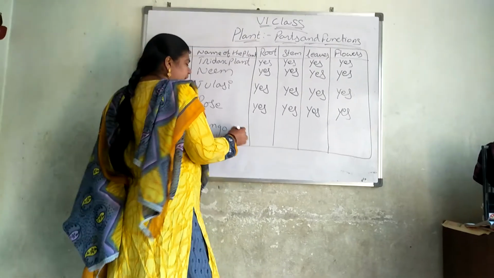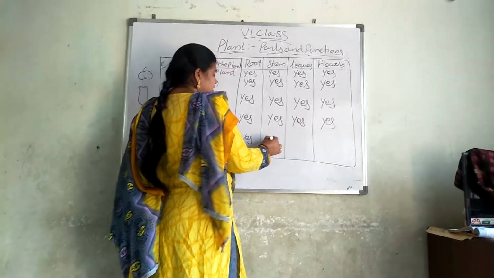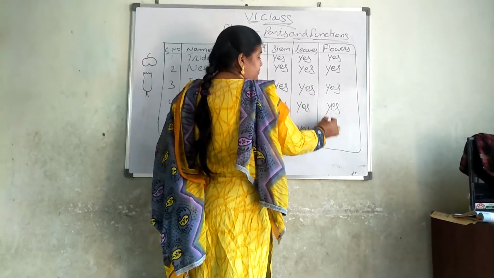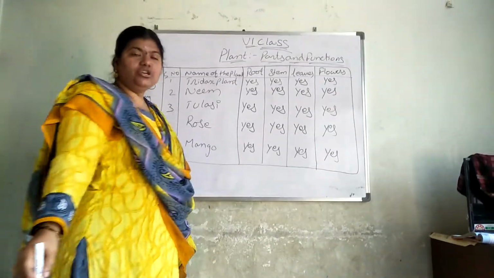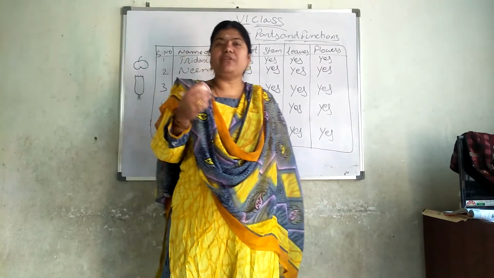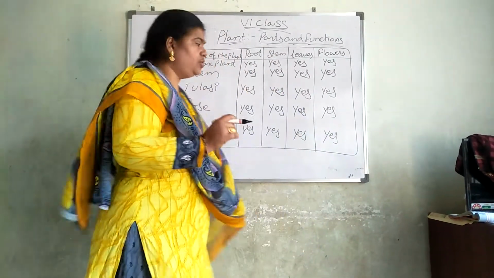Next, coming to mango. Mango, is it having root? Yes. Is it having stem? Yes. Is it having leaves? Yes. Is it having flower? Yes. The mango tree also will have flowers. The flowers itself will be converted into fruit.